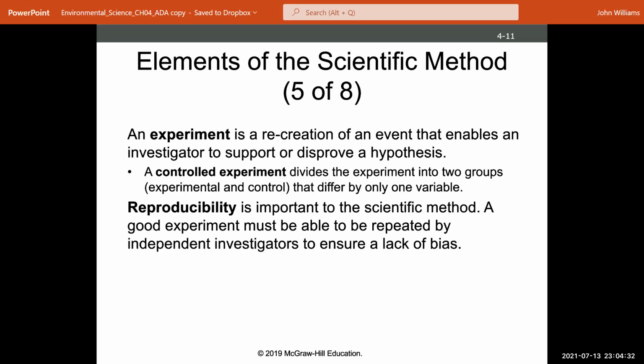After you generate your hypothesis, then you develop an experiment. You can do controlled experiments, which basically divides your experiment into two groups. One group will be a control group, the other will be an experimental group, and they'll really only differ by one variable. And like a really easy example of a controlled experiment is, let's say you've manufactured a drug that is supposed to help regulate high blood pressure.